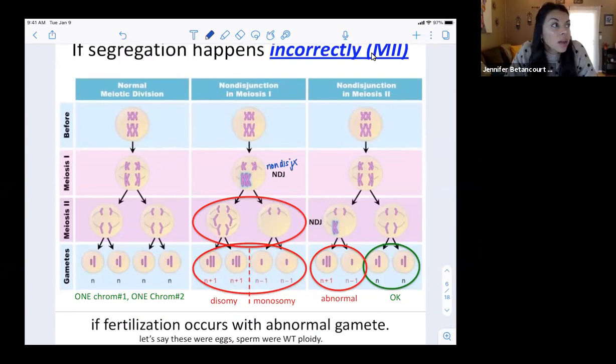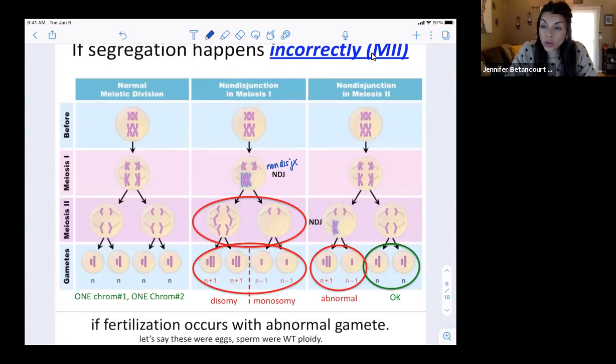And so usually non-disjunction happens very infrequently. Actually, you know what? I don't know if it happens infrequently. I know that when it does happen, the gametes don't survive. So maybe that's why I think it happens infrequently.